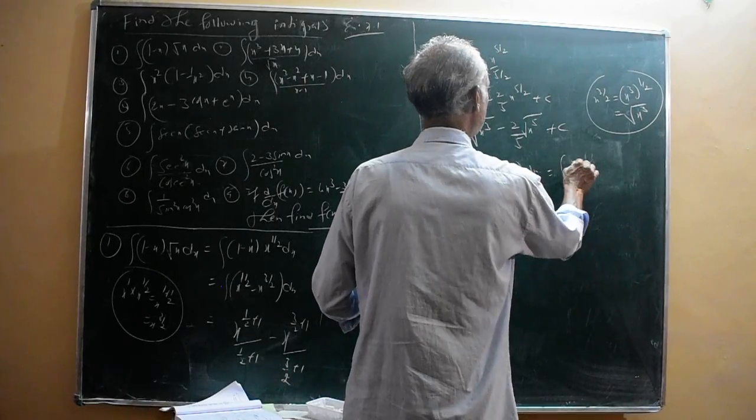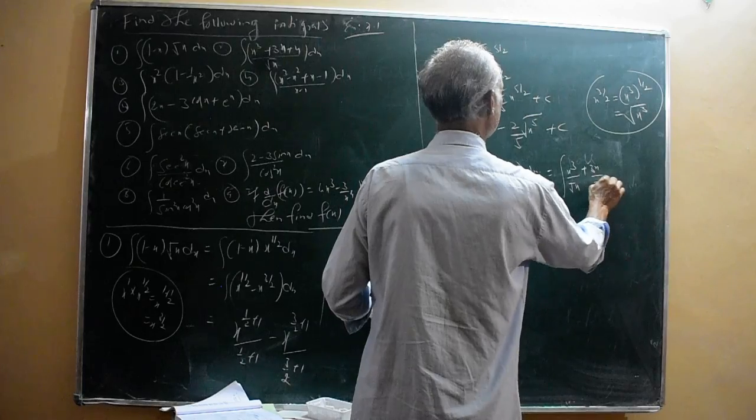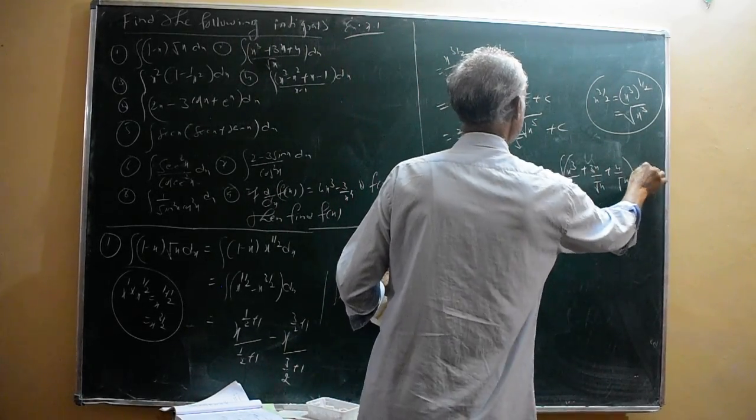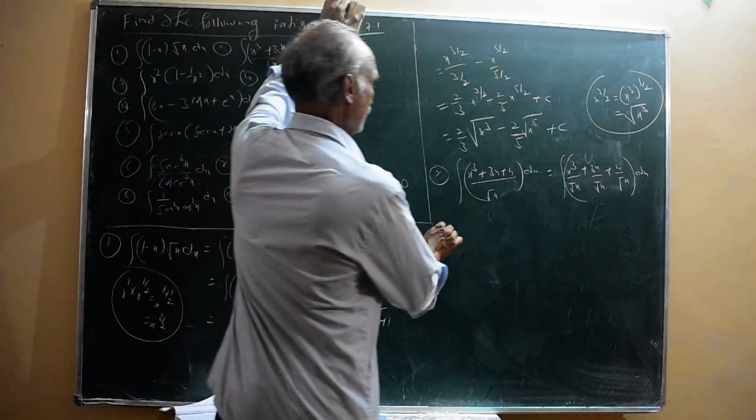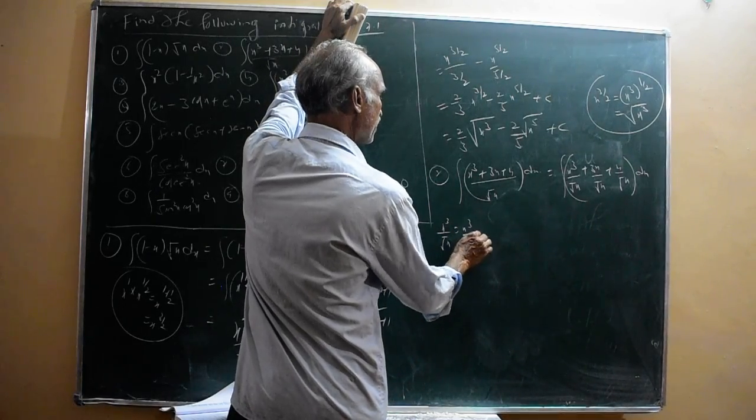That equals x cubed upon root x plus 3x upon root x plus 4 upon root x dx. Now, x cubed upon root x. Root x means x raised to half. So x cubed upon root x is nothing but x cubed upon x raised to half.